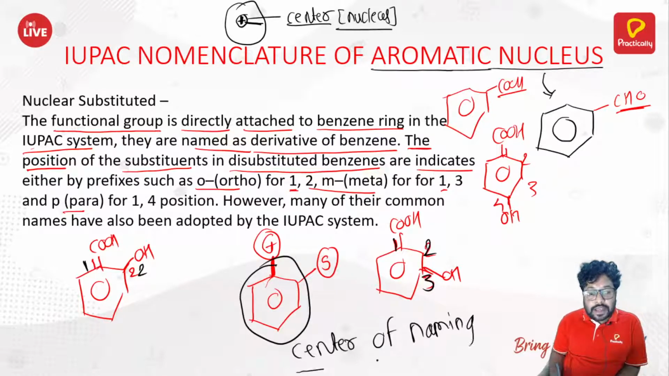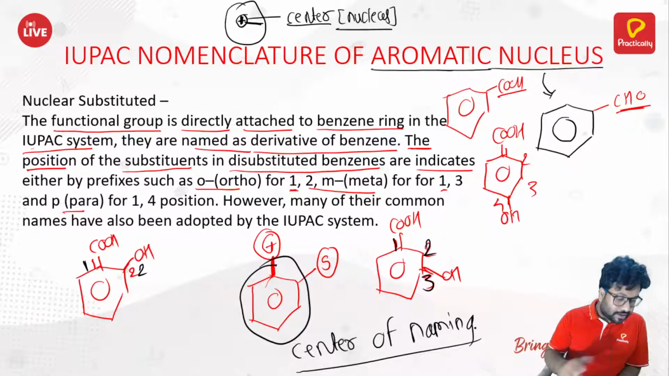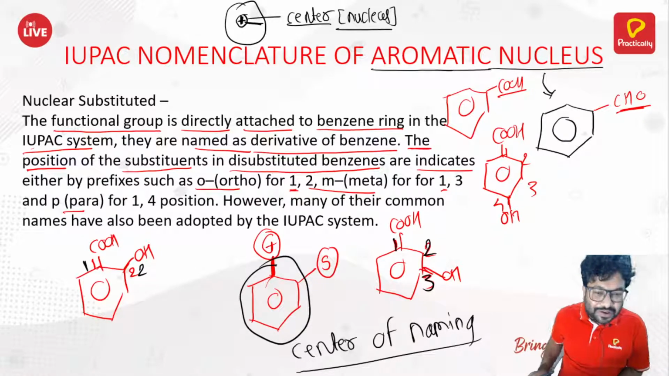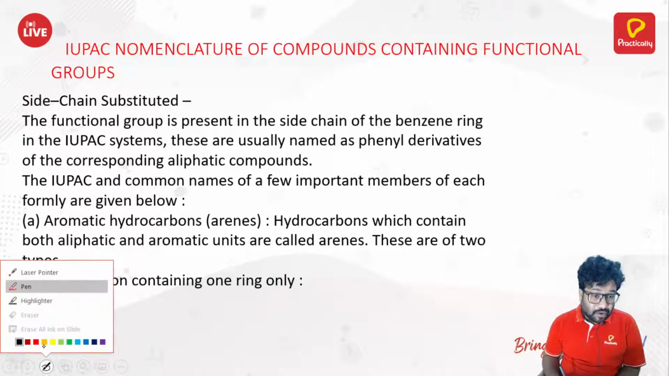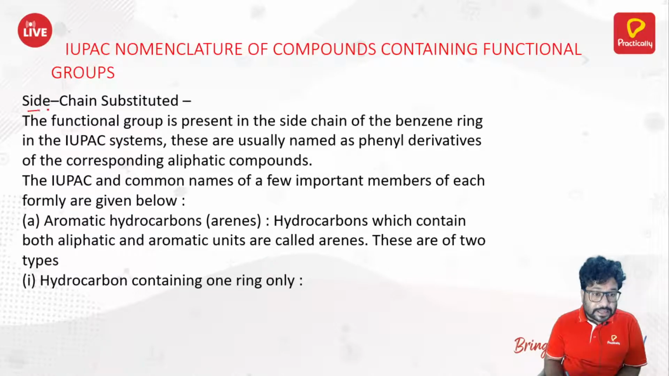That is why I'm saying aromatic nucleus. Got it? Okay. So very good. So moving ahead. Now, side chain substituent. What if your benzene ring is a side chain substituent? What is meant by that?